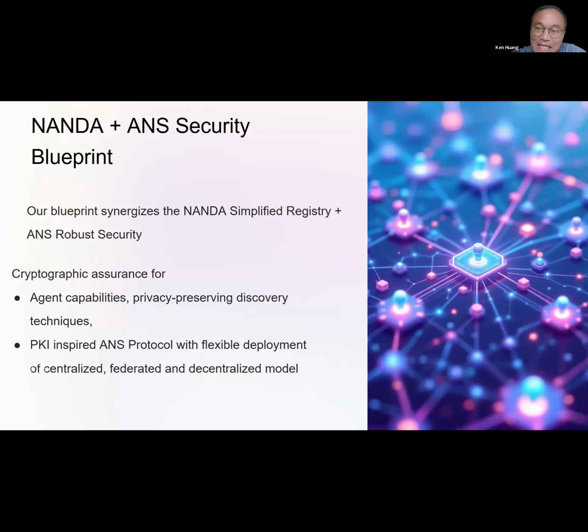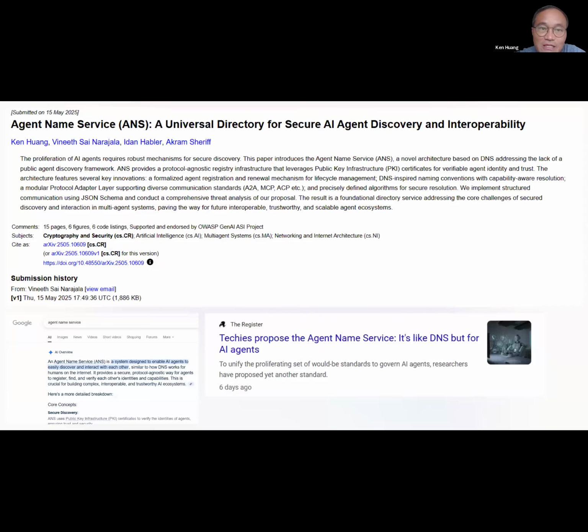So we need all of this, I think. There's no one-size-fits-all solution, right? But we propose this agent naming service as a universal directory. It's really protocol independent.